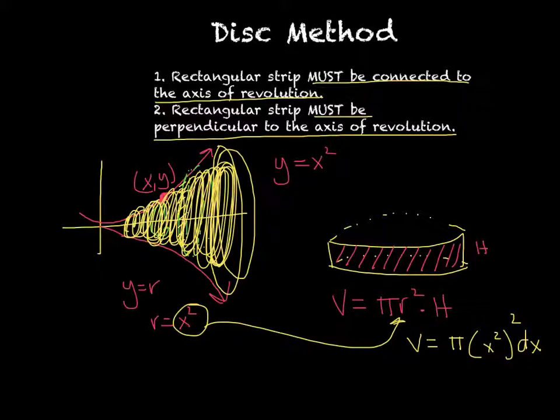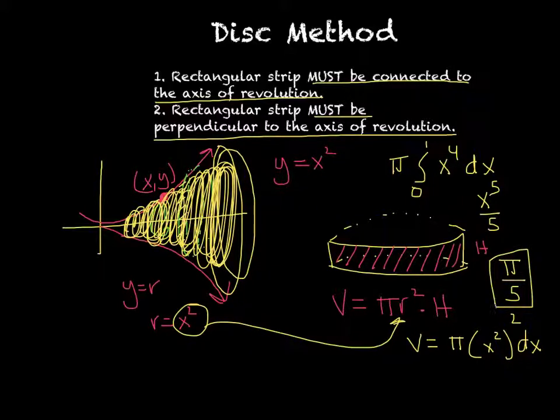Let's say we're integrating from 0 to 1, so we would integrate this from 0 to 1, bring the pi out, and it would be x to the fourth dx. So it would be x to the 5th over 5, and then you'd plug in your upper limit and your lower limit, and you would end up getting pi over 5, which would be the volume of that entire region. So that is the idea, and that's what we're going to work on in the next few slides.